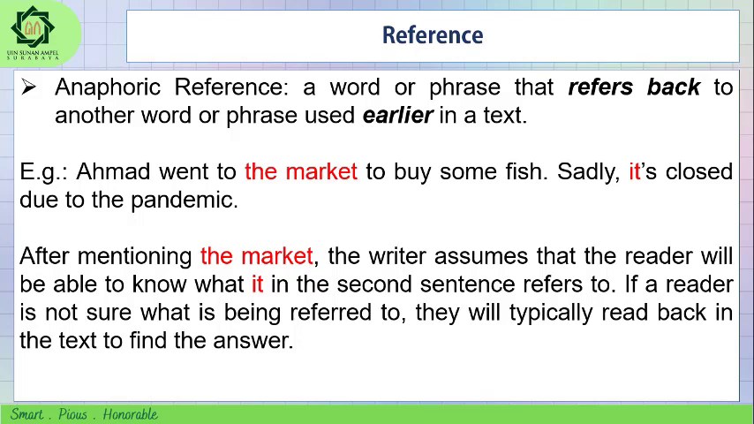After mentioning the market, the writer assumes that the reader will be able to know what it in the second sentence refers to. If a reader is not sure of what is being referred to, they will typically read back in the text to find the answer. So in the example, we know that the word it in the second sentence refers to the market.